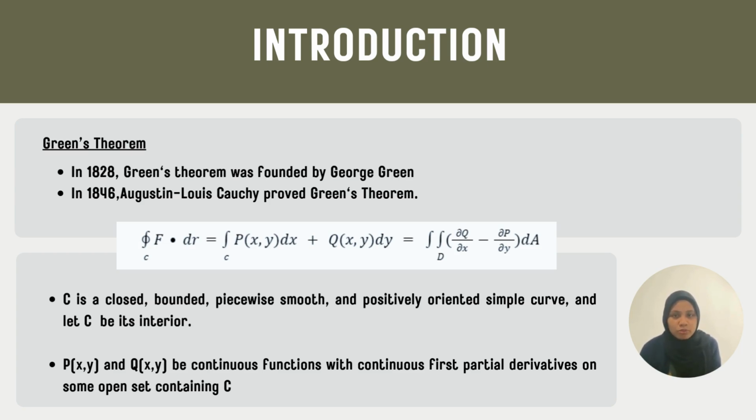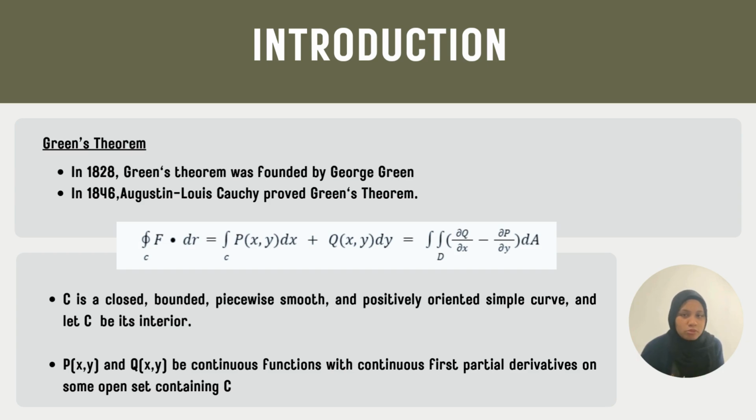So the Green's Theorem was founded by George Green. In 1828, George Green published his work, which is now known as the Green's Theorem. During those days, the theorem went practically unrecognized because it was too advanced for its time. In 1846, Augustin Louis Cauchy, another well-known mathematician from the 19th century, proved the Green's Theorem.